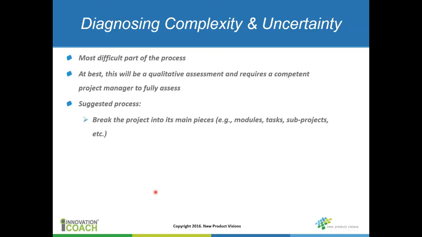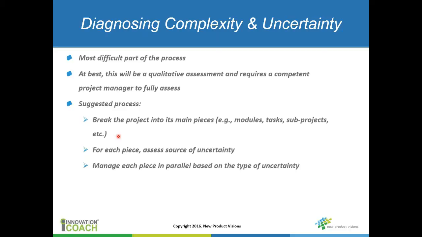There is a suggested process. It's important that you take the project and break it into some logical pieces. It might be based on the modules within the development, or the tasks or sub-projects, but you have to break it apart in some way and then look at each of those pieces and assess where the uncertainty may come from. They may be different, and so you have to manage each piece in parallel based on the type of uncertainty.